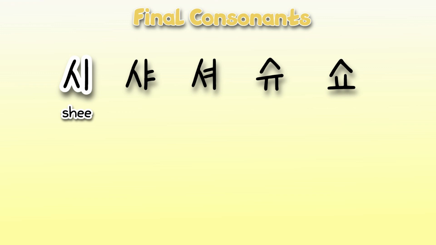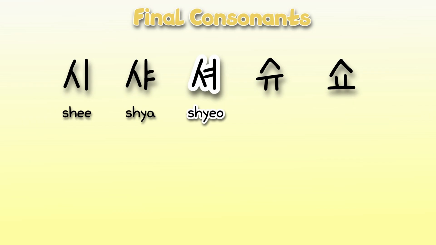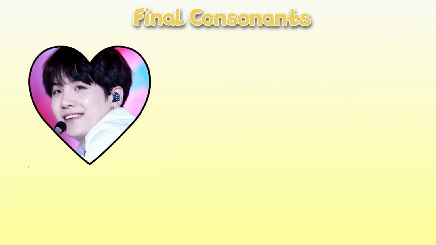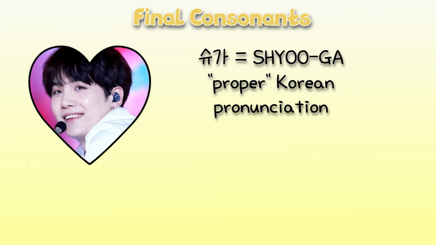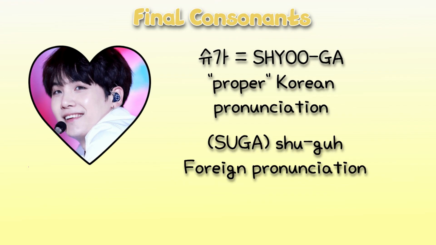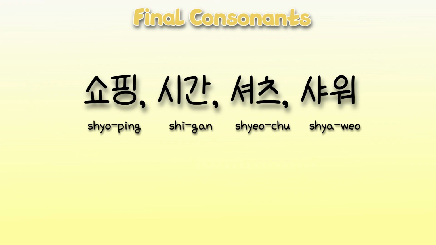Shi, sha, shu. That's why BTS's Suga actually should be pronounced as Suga, but when romanized, we pronounce it as Shuga. Words like shopping, 시간, 셔츠, shower all get pronounced with an sh because it's followed by an i or any vowel with a y sound.